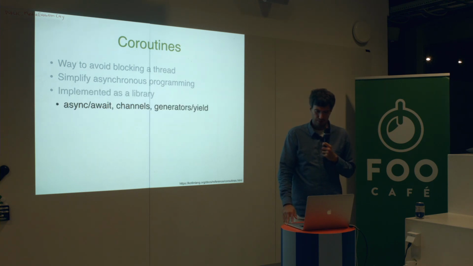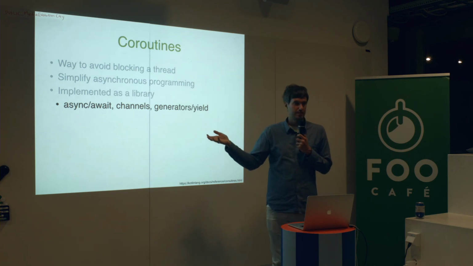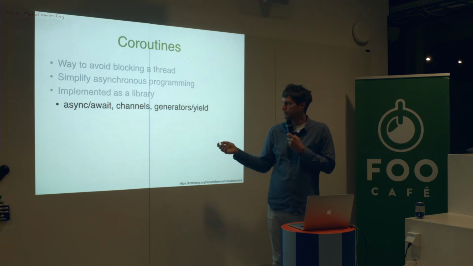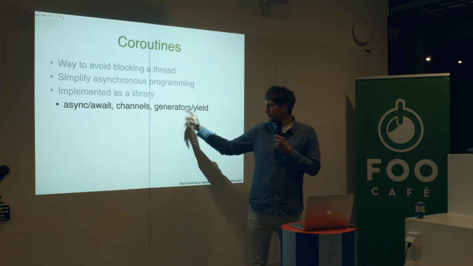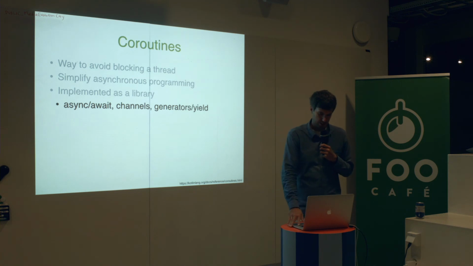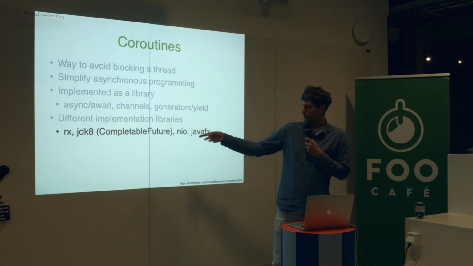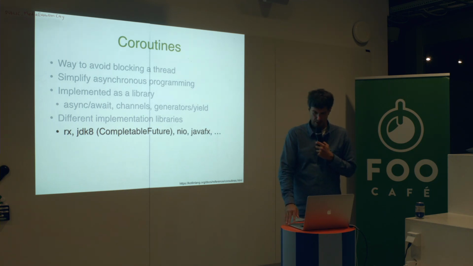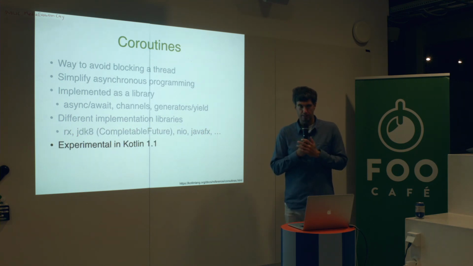So you can use various different ways. You can use this async await that we have in C# and JavaScript nowadays, and channels that we have in Go and Clojure, and you can use generators and yield in Python, I think. And these are just libraries. And there are libraries to interoperate with Rx and JDK8 and JavaFX and stuff like that. And this is experimental in Kotlin 1.1.